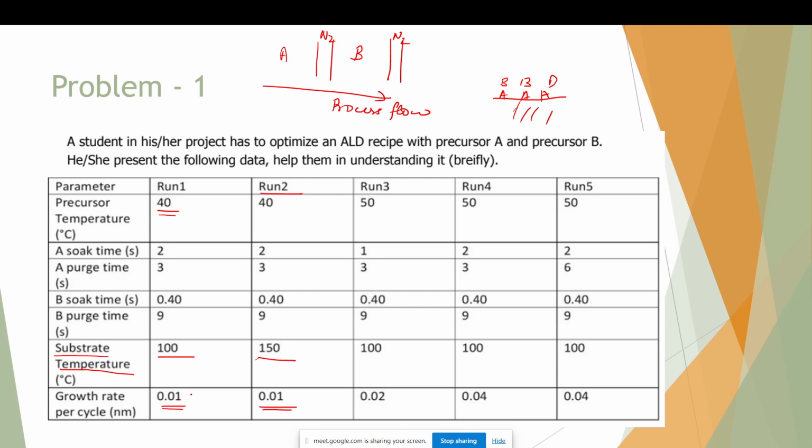A guess is, ma'am, that the precursor temperature is the same for both runs. Exactly. So precursor temperature is the same, everything else is also the same, and the substrate temperature is not affecting it. So can you tell me why the substrate temperature is not affecting the growth?